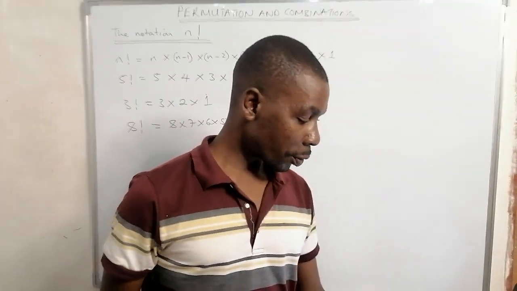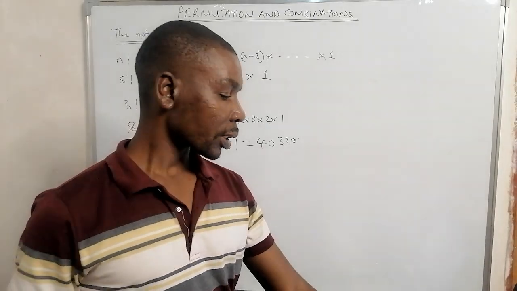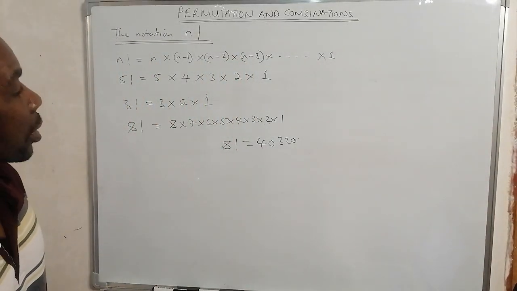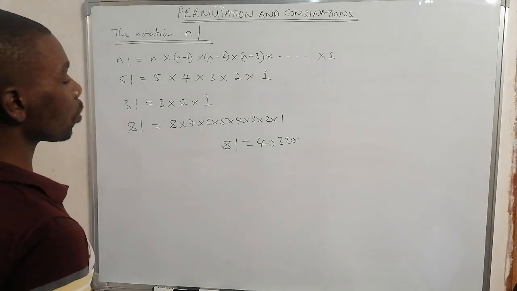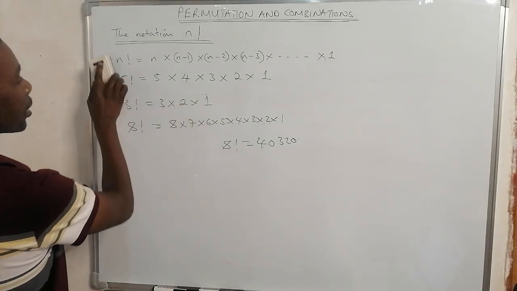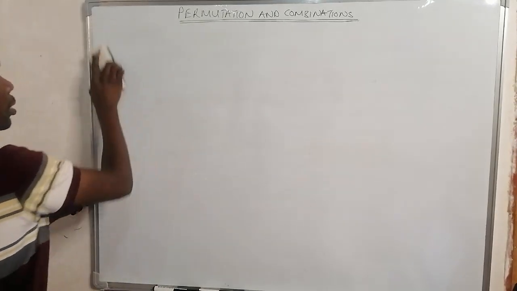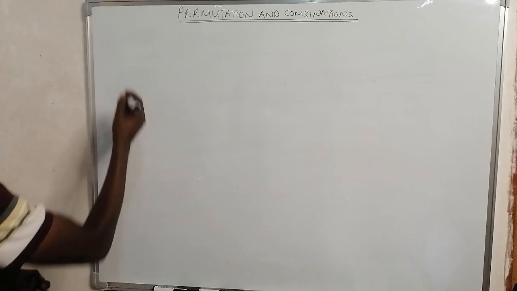Let's move on to another part. Now we want to look at permutation of any different objects.